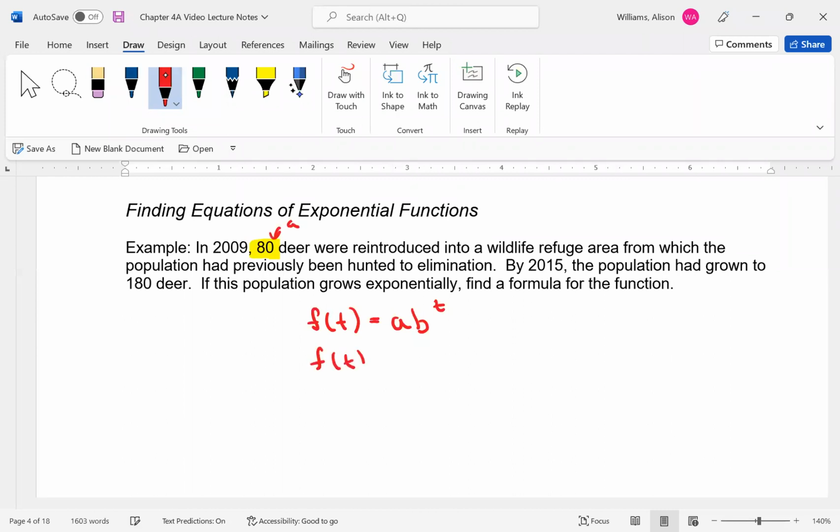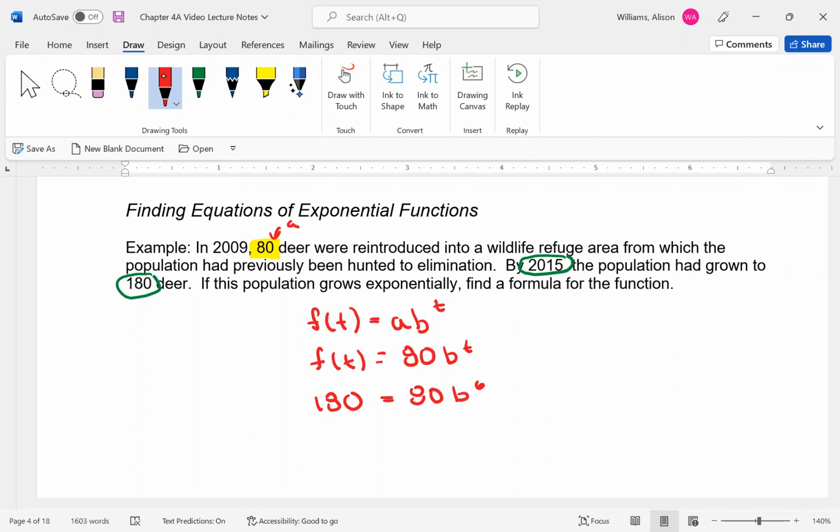So I know that information. And then, of course, they did give me a second piece of information, and that was that in 2015, the population had grown to 180. So if this started in 2009, 2015 would be 6 years later. So 6 years later, we know that the population ended up being 180 deer. So if I plug in 6 for T, that's going to result in 180. That's how many deer there are. So I'm plugging 6 in for the input and 180 for the output, which is f of T.